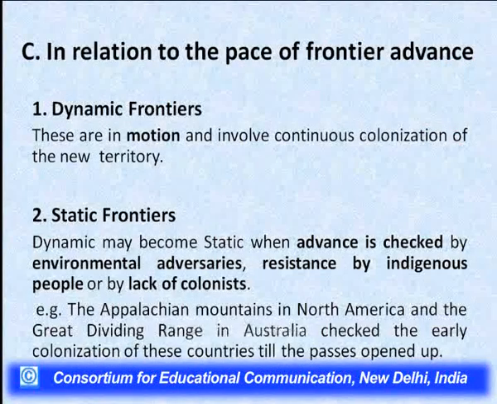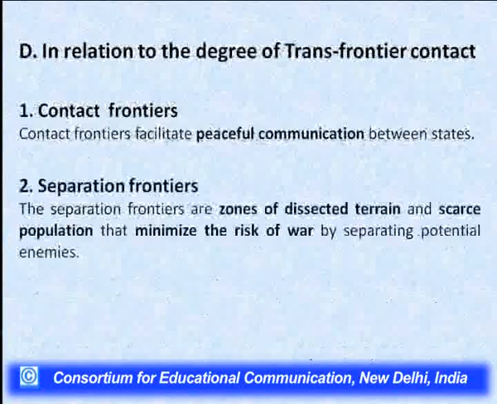Static frontiers means when the dynamic process of a particular frontier stops because of resistance, either environmental factors, resistance from the indigenous population, or the absence of colonizers. That led to static frontiers, which we can see in the Appalachian regions in North America and the Great Dividing Range in Australia, where the aborigines tried to take advantage of the static frontiers.